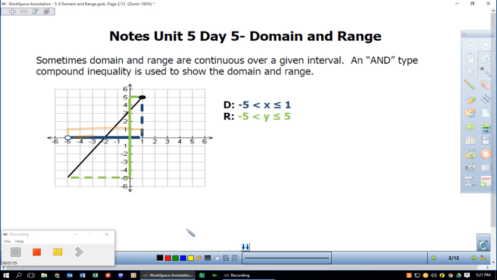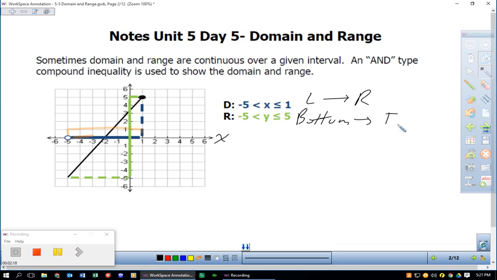The domain is always going left to right. That is the big deal there. It is how far this graph stretches from left to right, because left to right, that's the x's. That's our x-axis. Range is from bottom to top. I feel like I have to write this one out.